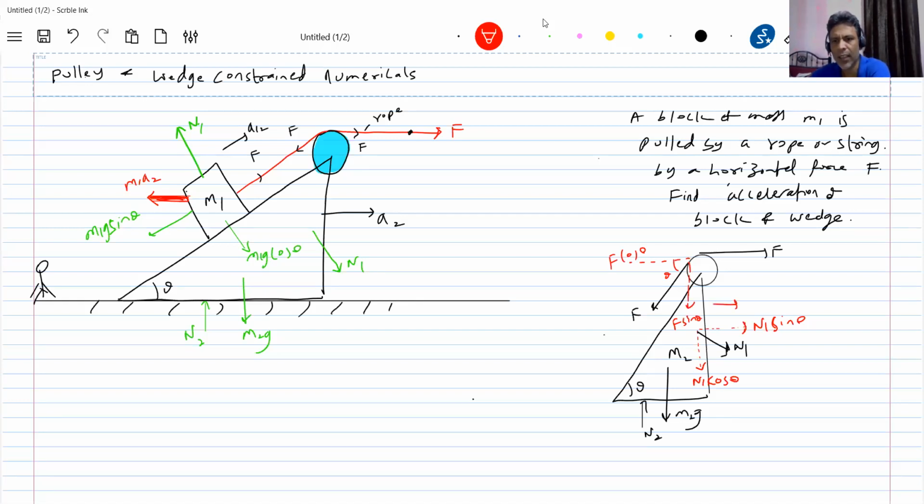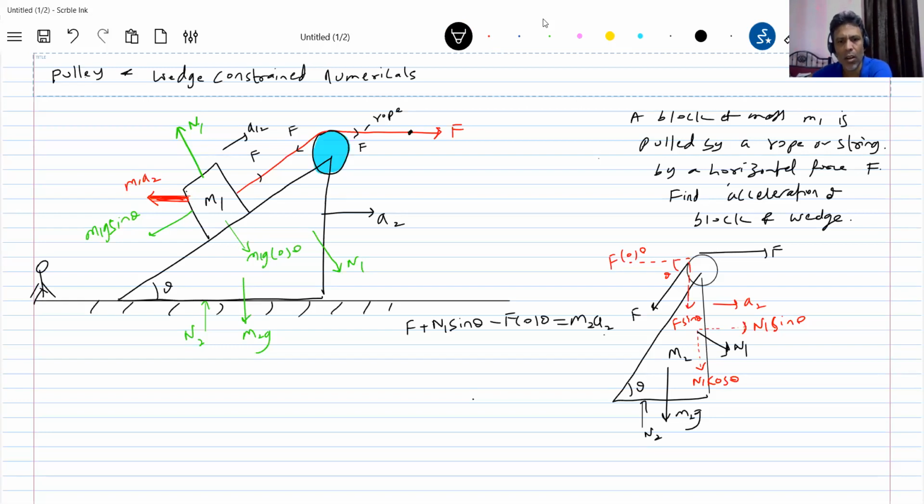Let's come to the acceleration of the wedge. Can you write any equation of motion for the wedge? F plus N1 sine theta minus F cos theta equals M2A2. This is for the wedge.